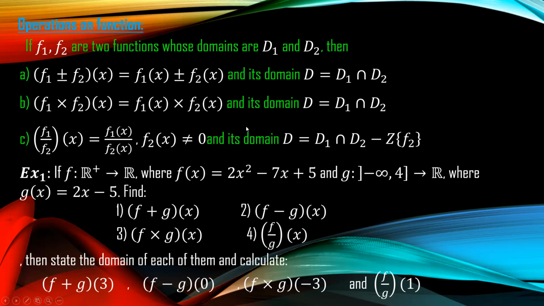Exercise: if f is a function from positive r to r, where f of x equals 2x power 2 minus 7x plus 5, and g is a function from the semi-open interval negative infinity to 4 to r, where g of x equals 2x minus 5, find f plus g of x, f minus g of x, f times g of x, f over g of x, then state the domain of each of them and calculate f plus g of 3, f minus g of 0, f times g of negative 3, and f over g of 1.